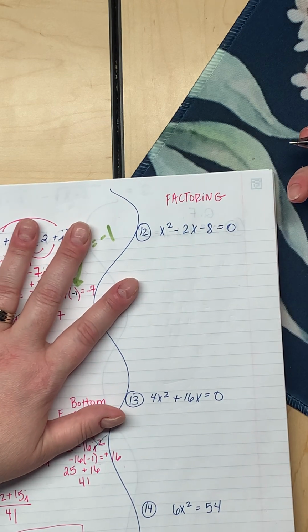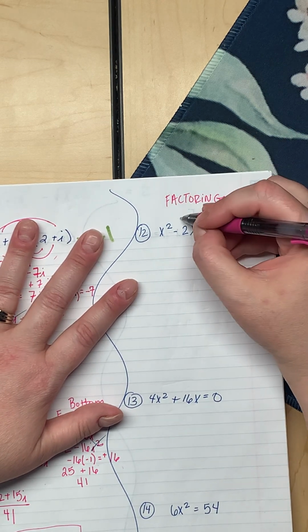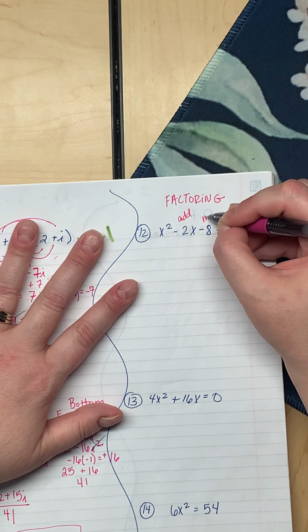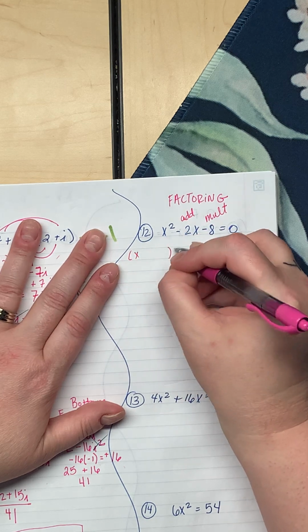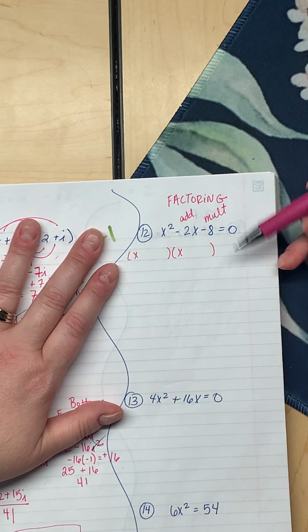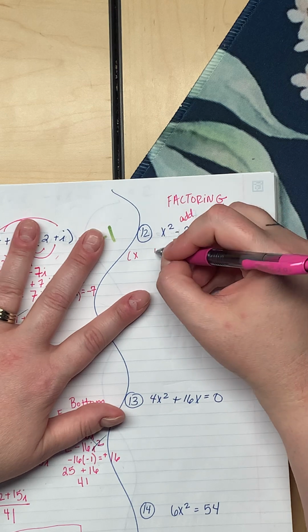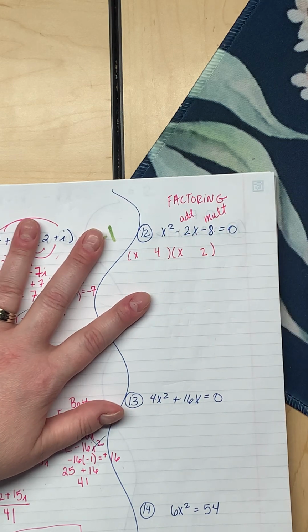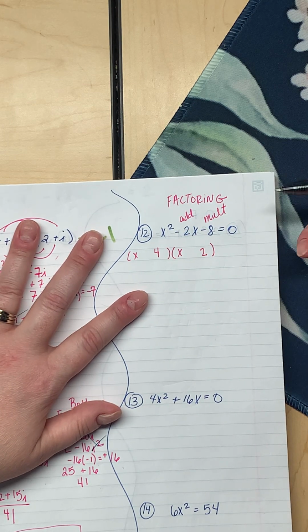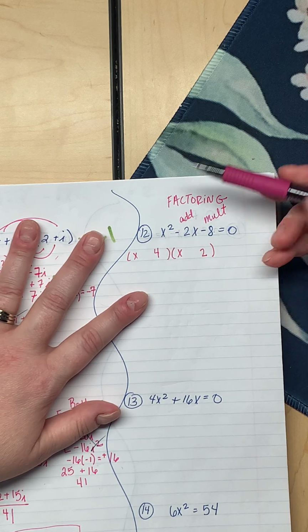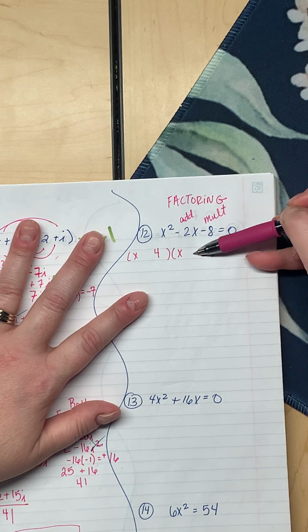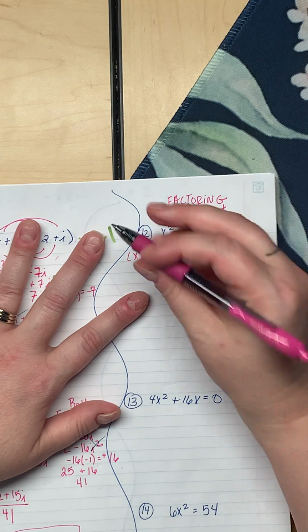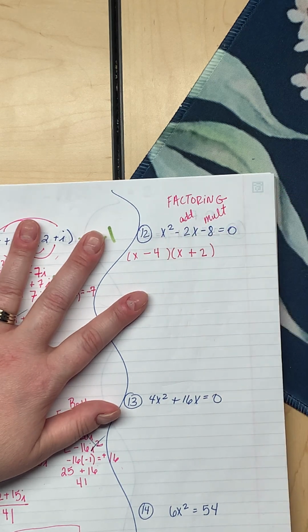So this is that whole add-multiply thing. We have to add to negative 2 and multiply to negative 8. I think the two numbers that multiply to negative 8 are a 4 and a 2, but one of them has to be negative. And I need them to add to this negative 2 in the middle. If I put positive 4 and negative 2, that doesn't give me negative 2 when I add. I have to use negative 4 and positive 2.